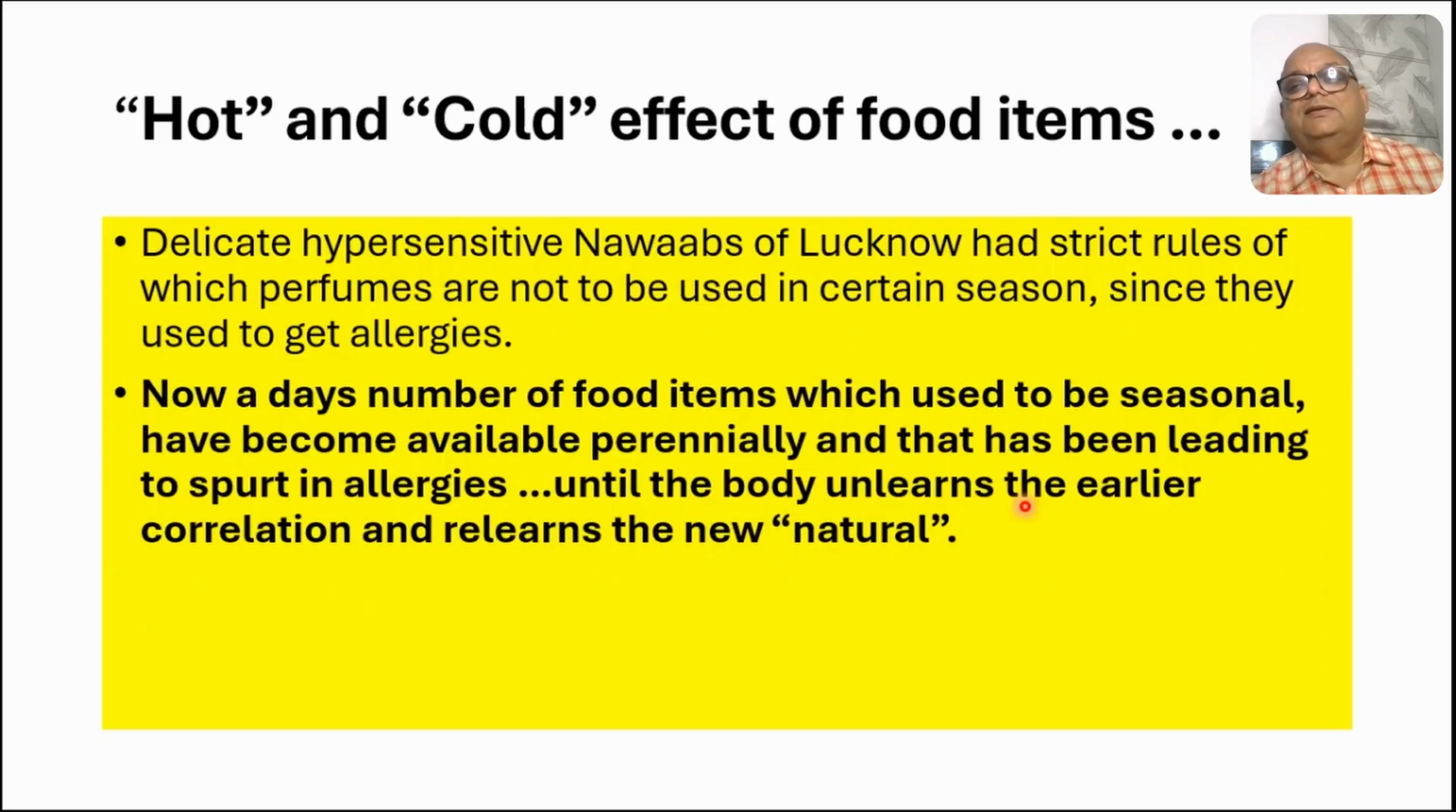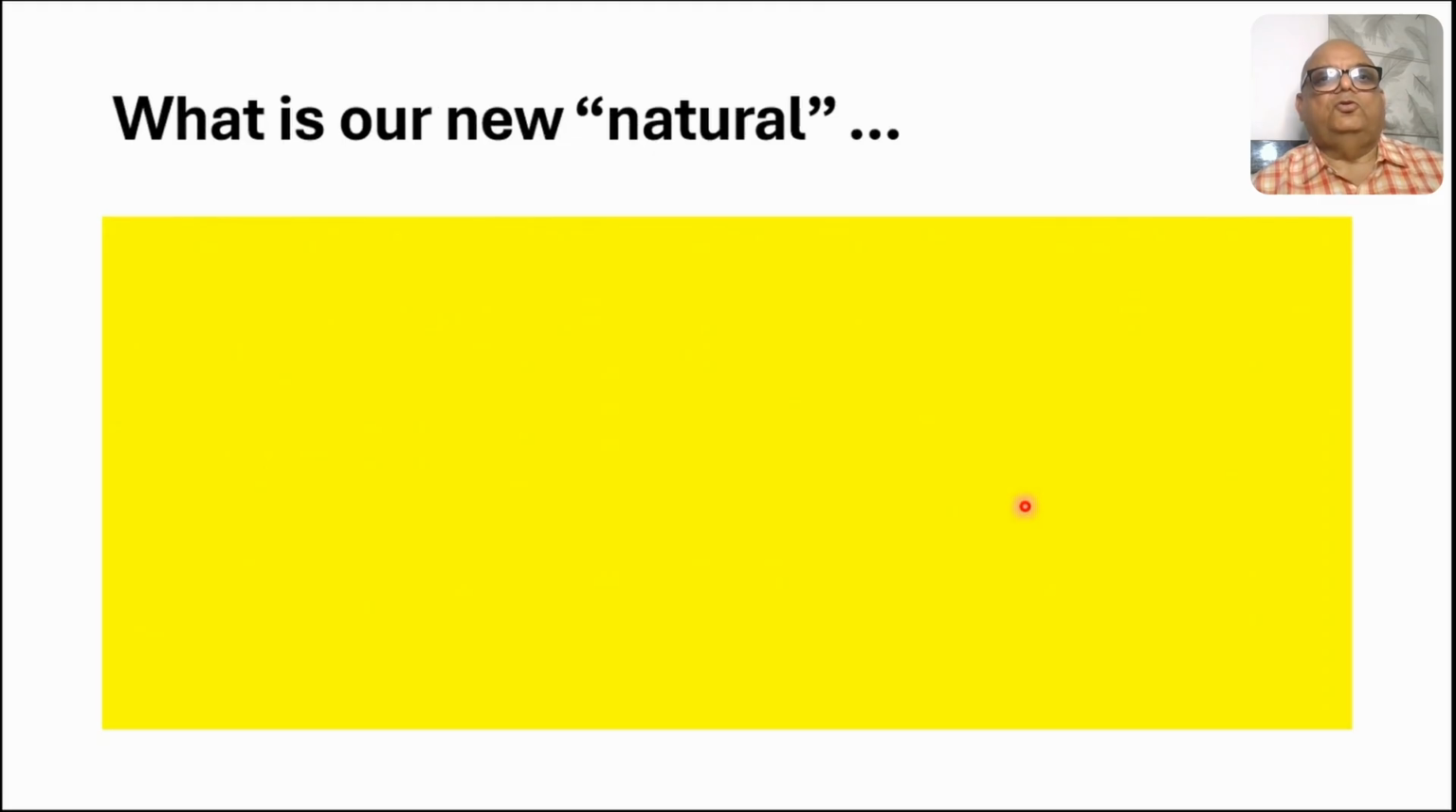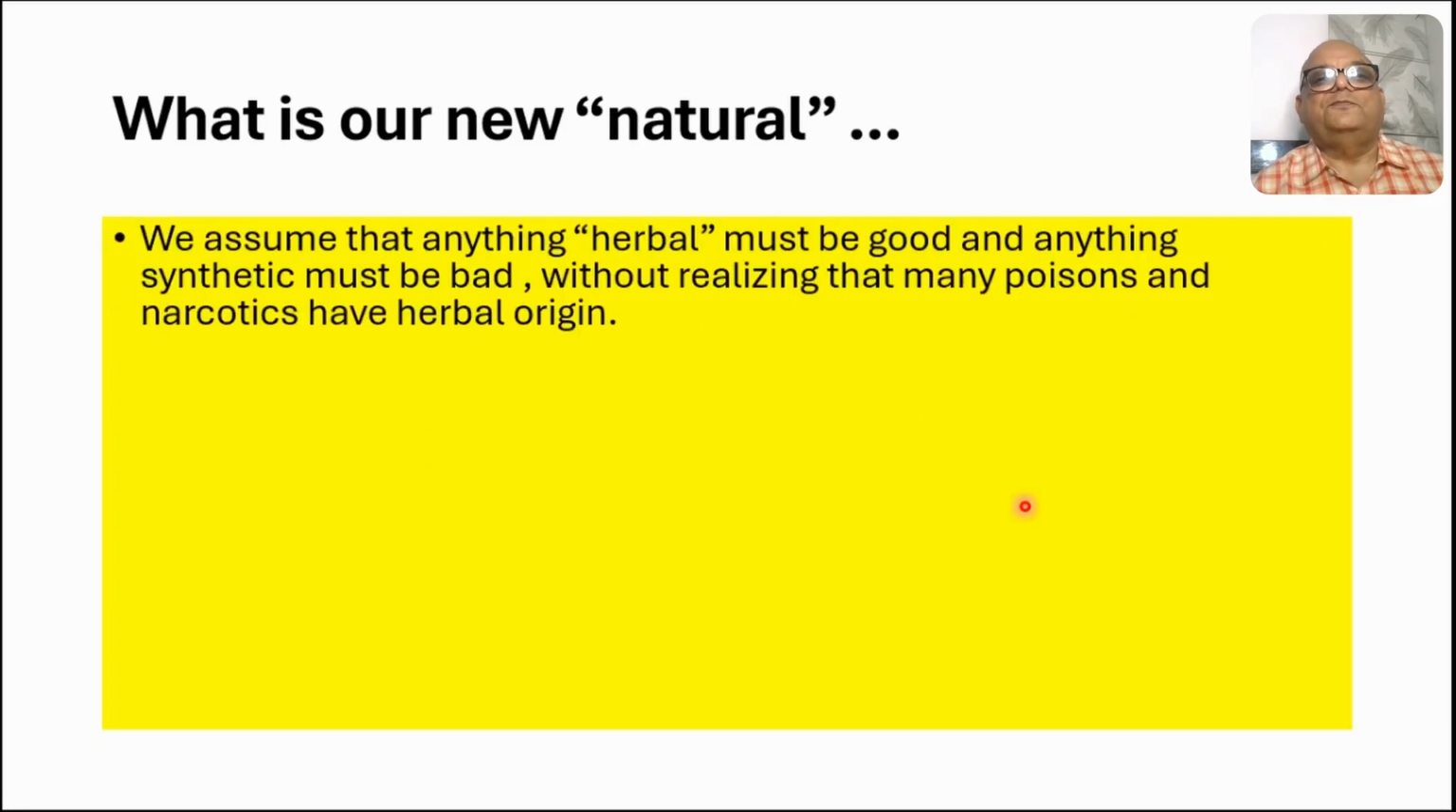So now the body has to unlearn the earlier correlation and relearn the new natural, which is also happening and will also happen eventually. It will take some time. It will have some initial trouble, some hiccups. After that, it will happen. So what is our new natural?